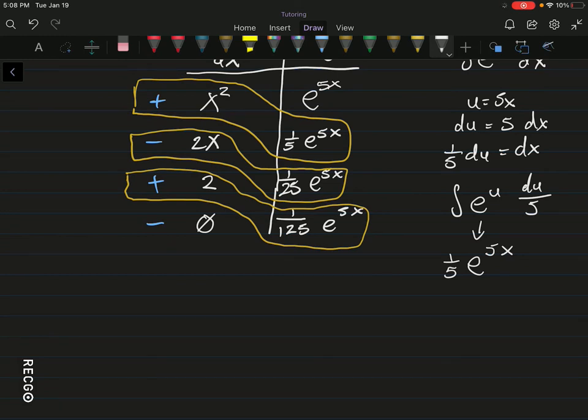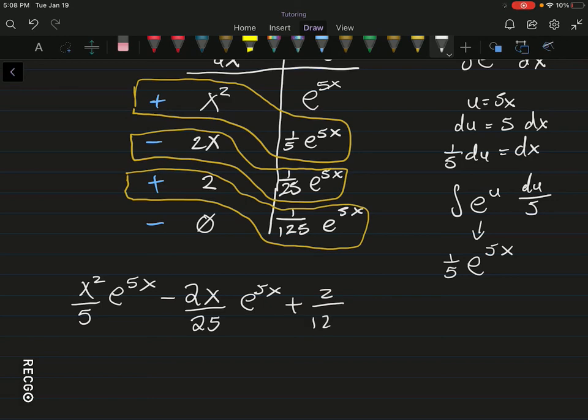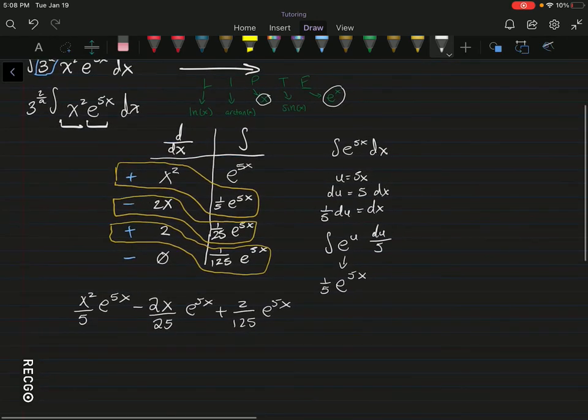So we have x squared over 5 e to the 5x minus 2x over 25 e to the 5x plus 2 over 125 e to the 5x. Now here, this isn't the final answer just yet, because if we remember, we still have this constant that we didn't apply in here. And we're not supposed to apply it in here. If we want to make it more simple, we don't have to apply it.